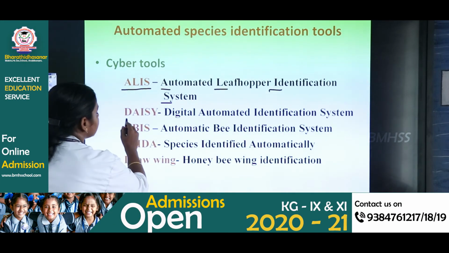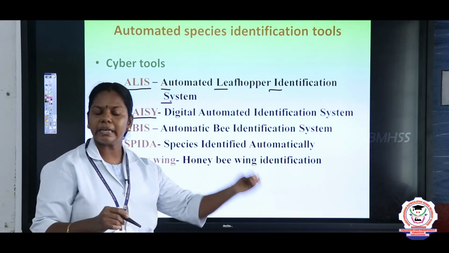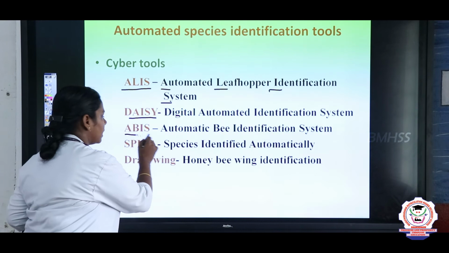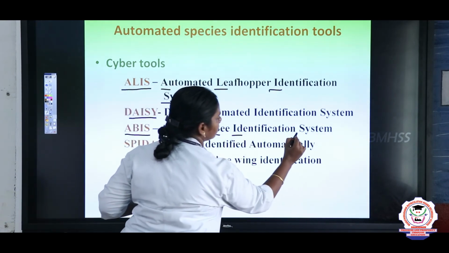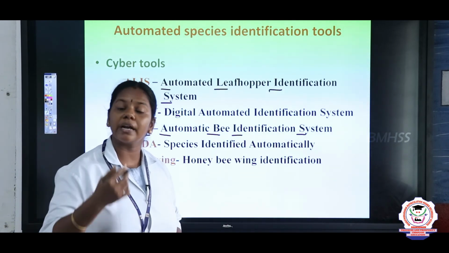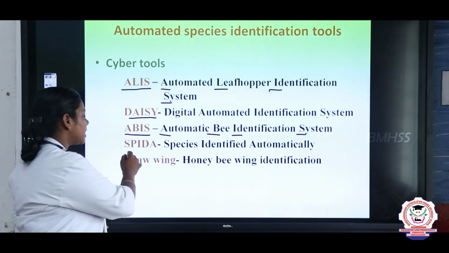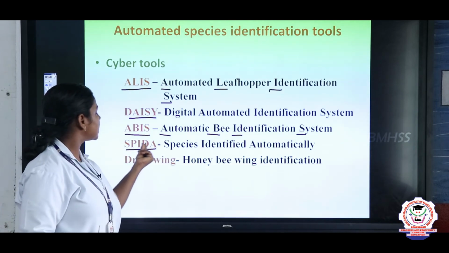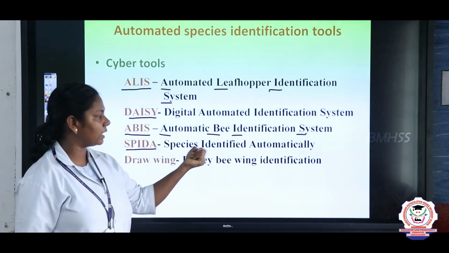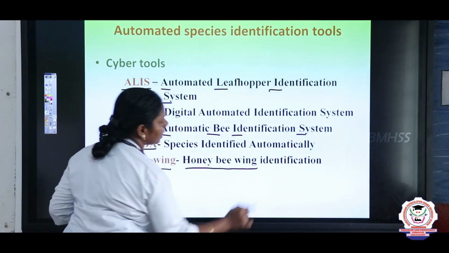And DAISY, what is DAISY? Digital automated identification system. We can get the information of any of the species by using this. And the next one is ABIS, automated bee identification system. Based on the wings of the bees, we can identify to which species it belongs. Then SPIDA, species identified automatically. And DrawWing is honeybee wing identification.